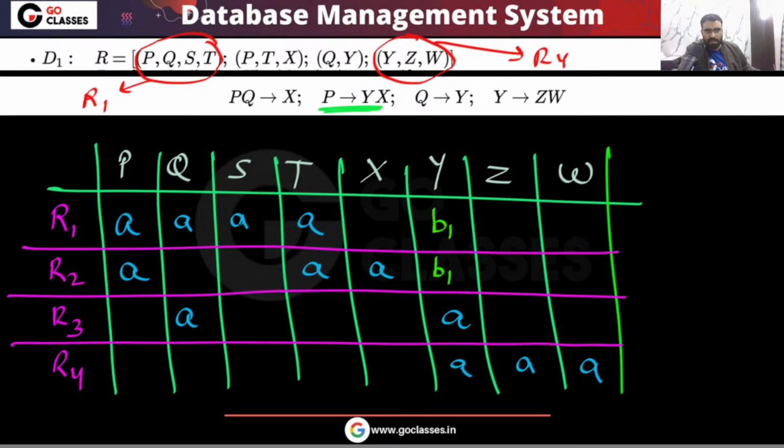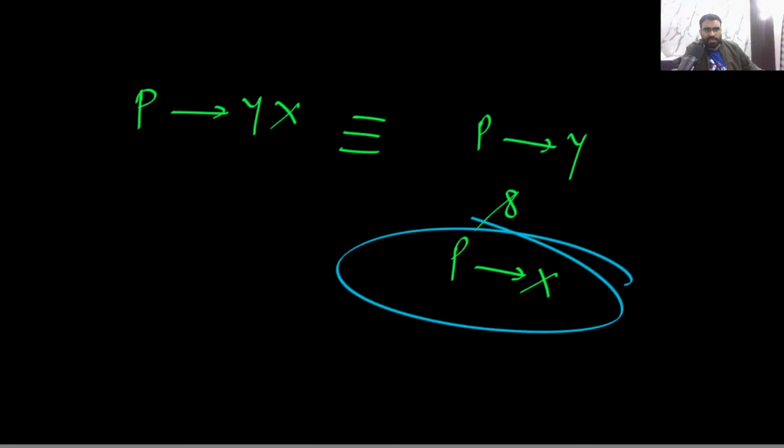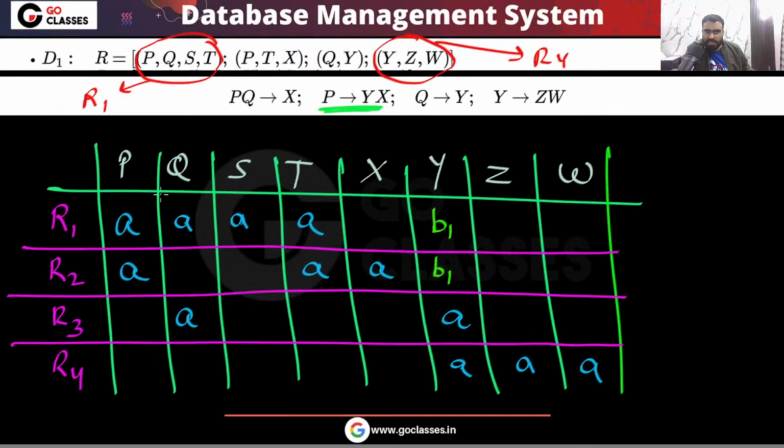Okay, now let's see the next. You can see P determines X. P determines X means whenever two tuples have the same P value, they must have the same X value. So these two tuples have the same P value, so they must have the same X value. Here the X value is A, so here also I will put X value A. Okay. Next, let me apply this FD.